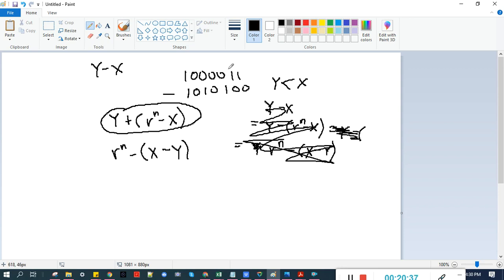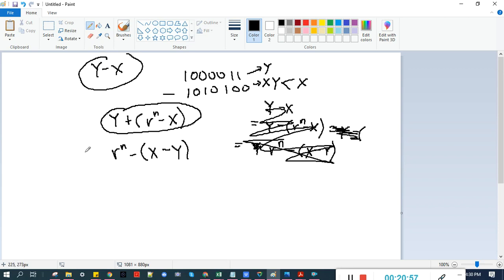With this equal to y, and this subtract this x. So we add y to the 2's complement of x, where y is less than x, and what we want to obtain is y minus x.